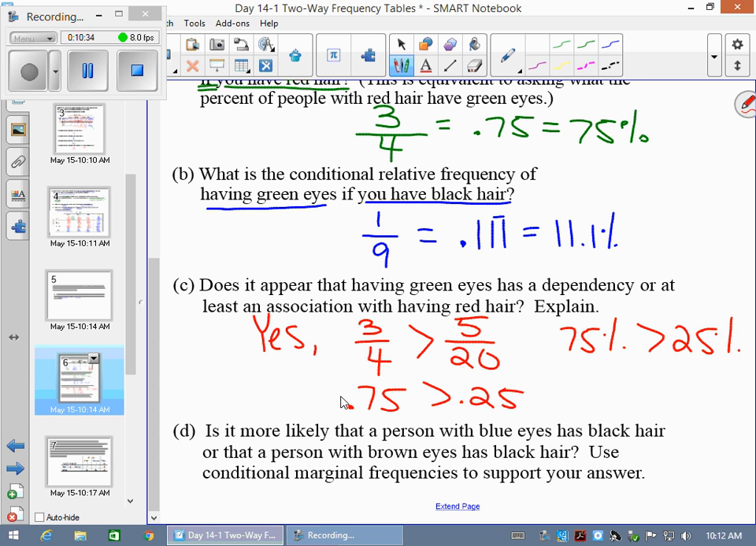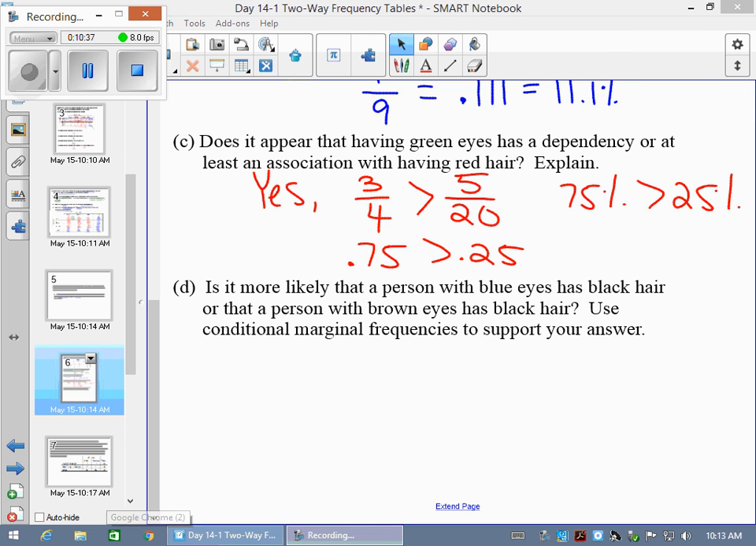Okay, for part D, the last part of question 2, we're being asked, is it more likely that a person with blue eyes has black hair, or that a person with brown eyes has black hair?